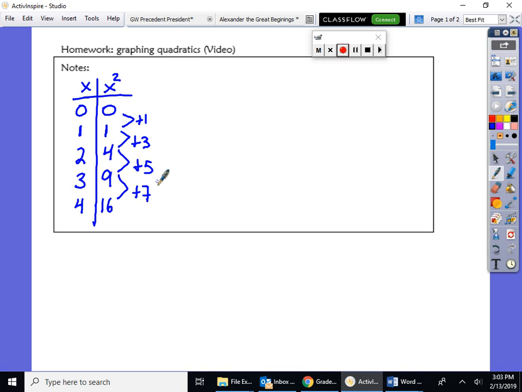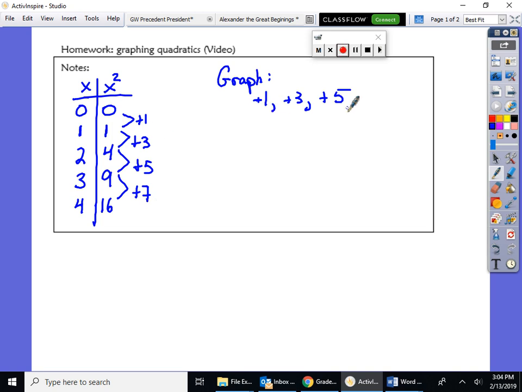Now when we graph these, we're going to use that same pattern. So to graph them, we're going to use this 1, 3, 5, 7 pattern. So we're going to go plus 1, plus 3, plus 5, because that's the pattern that these numbers give us. We're going to use it to graph.